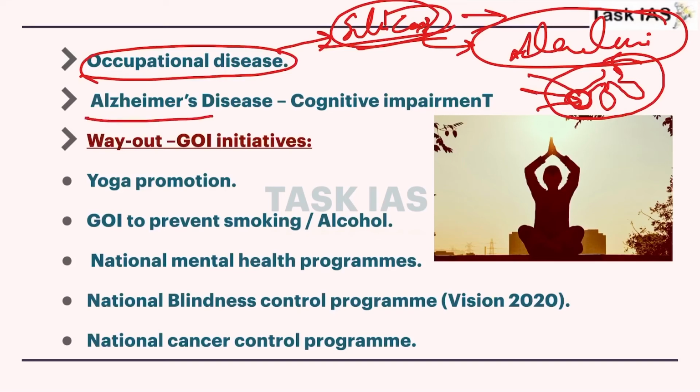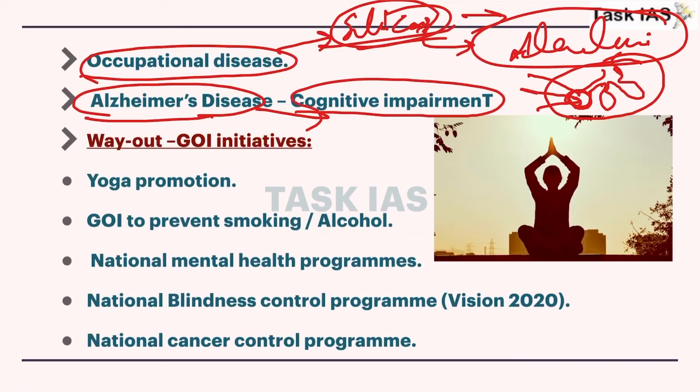Now Alzheimer's disease is related to our congenital impairment, or you can say it is related to our senescence phenomena. So you can relate it with unit 10 to write some theoretical part. Now, way out or government initiatives.